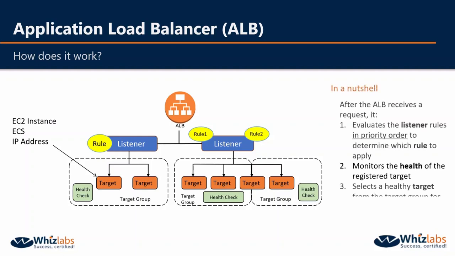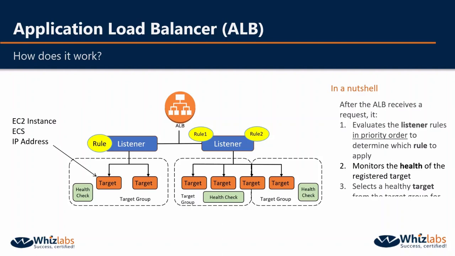So, in a nutshell, the workflow is that after receiving the traffic, the application load balancer evaluates the listener rules in priority order and determines which rule to apply. Of course, the rule with higher priority gets applied first. It then monitors the health of the registered targets and then selects only the healthy targets to forward the traffic to.